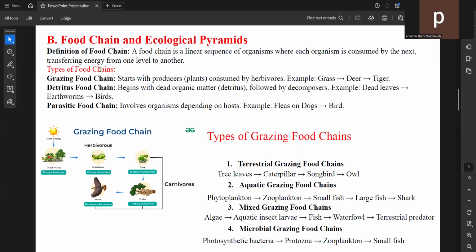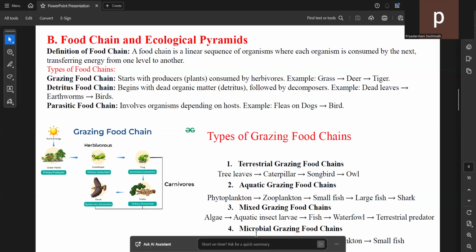Now, the first, the grazing food chain, starts with a producer like plants, which are consumed by herbivores. For example, we can say grass, deer, and the tiger. This is one type of food chain which comes under the grazing food chains. Now, the grazing food chains are of types: terrestrial grazing food chain, aquatic grazing food chain, mixed grazing food chain, and microbial grazing food chain.